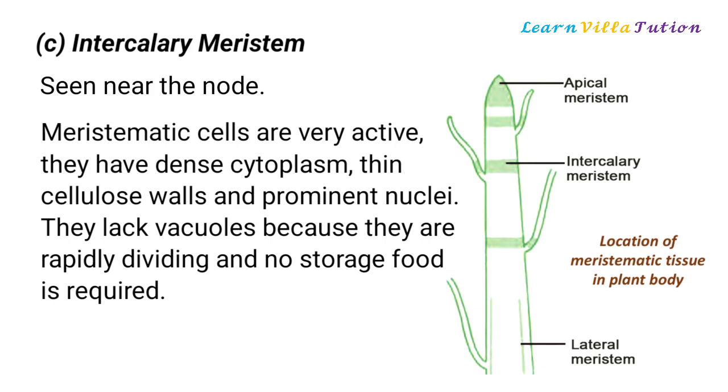Meristematic cells are very active. They have dense cytoplasm, thin cellulose walls and prominent nuclei. They lack vacuoles because they are rapidly dividing and no storage food is required.